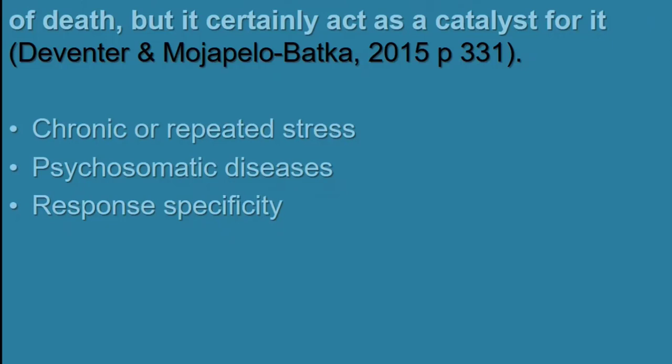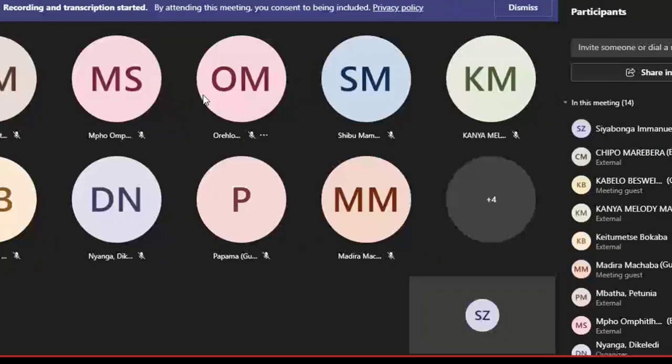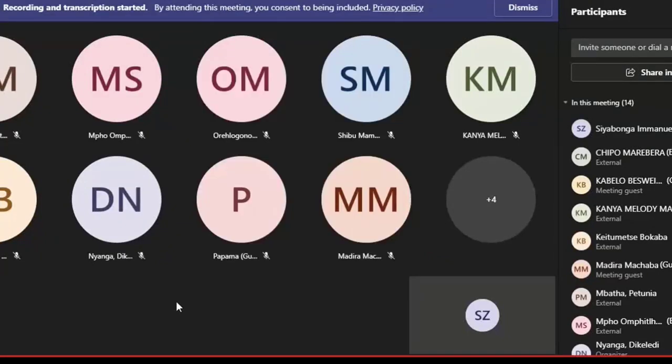Someone might say, when I'm stressed, I develop a rash. We differ. So let me hear from you. When you're stressed, what's your stress response specificity? Anyone, so that I can see if you understand.